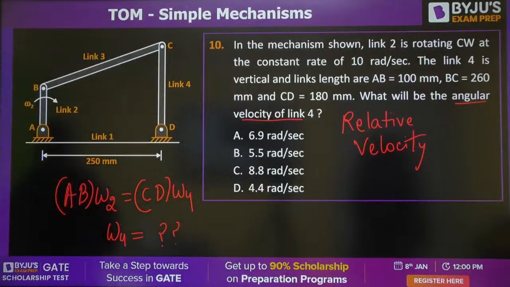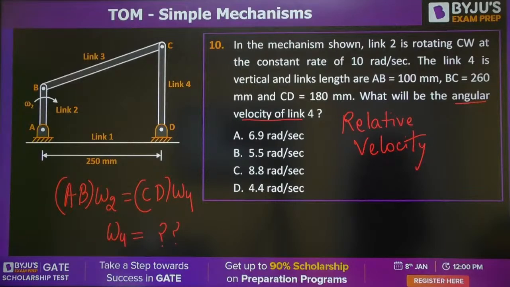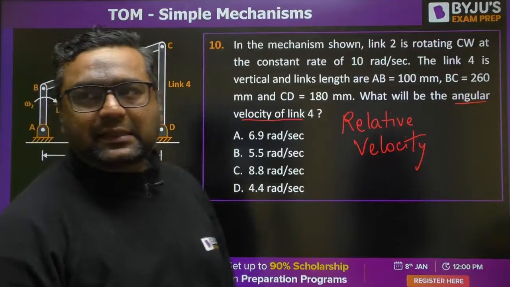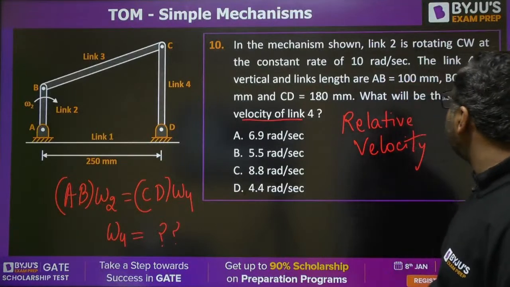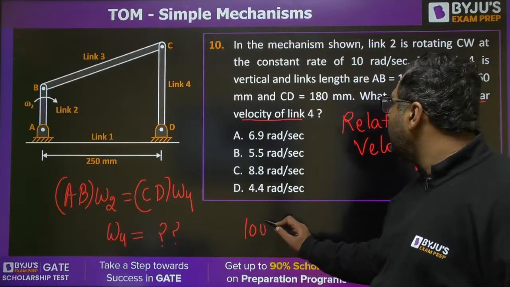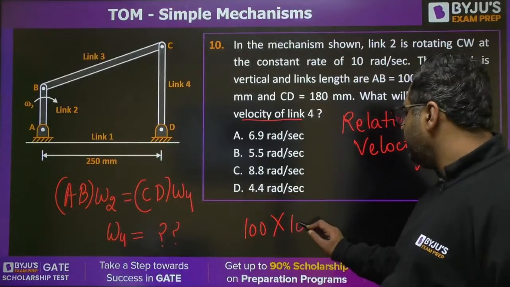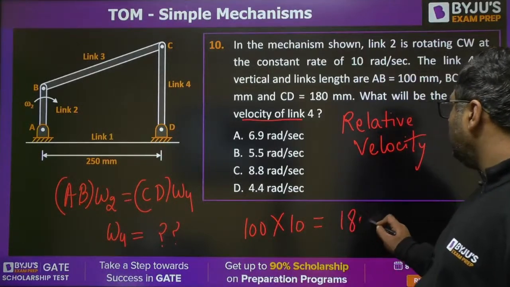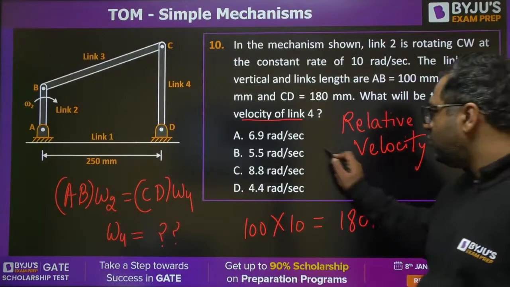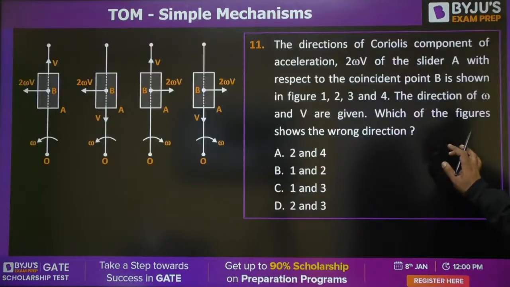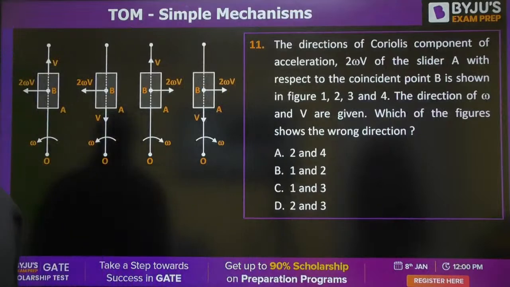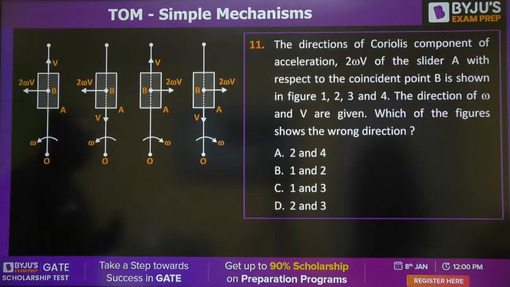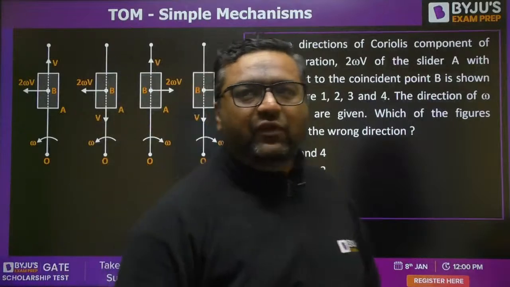Solve it, guys. Faisal is saying B, Kiran is saying B, Teju is saying B. Okay, very good. So you would say AB is 100, so 100 into 10, then 180 into omega 4. The answer is 5.5 radians per second. So you are finding them easy because you know the concept of these questions. In vibration, I am going to have some difficult questions. There you will feel the level.